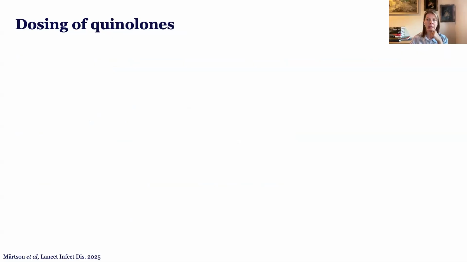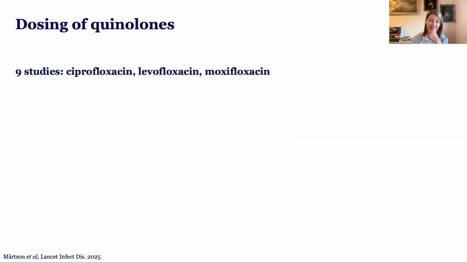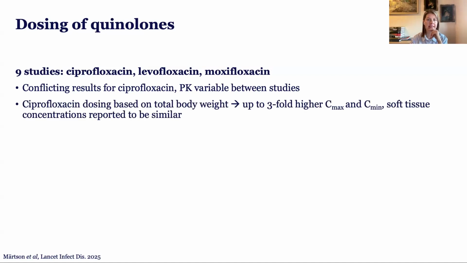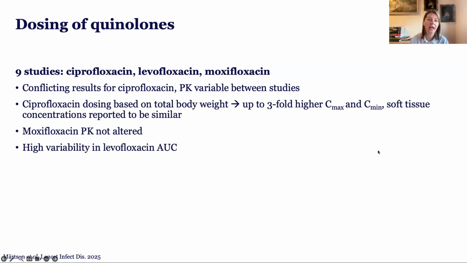So quinolones, we did have only 9 studies, and there are quite conflicting results for ciprofloxacin. There is variable PK between different studies, and we do recommend dosing based on total body weight. We do see that up to threefold higher maximal and minimal concentrations result in similar soft tissue concentrations. Moxifloxacin PK, we did see that this was unaltered, and for levofloxacin, the AUC was highly variable.